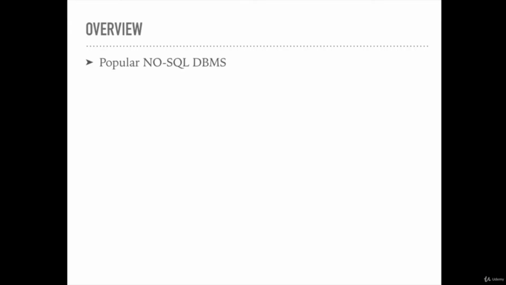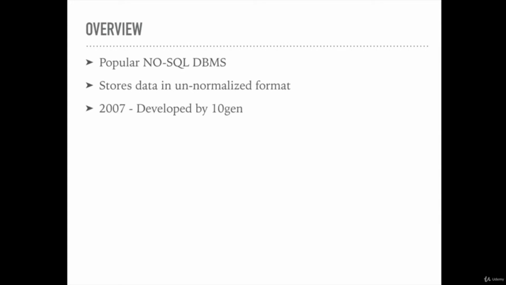So let's dive in. MongoDB is one of the most popular NoSQL database management systems today. NoSQL stands for not only SQL. The name MongoDB is derived from Humongous DB. As against the traditional RDBMS, it stores the data in an unnormalized way in a format called BSON, which stands for binary JSON. In 2007, a software company called 10gen began developing MongoDB, and in 2009, the company shifted to an open source development model with the company offering some commercial support and some other services.